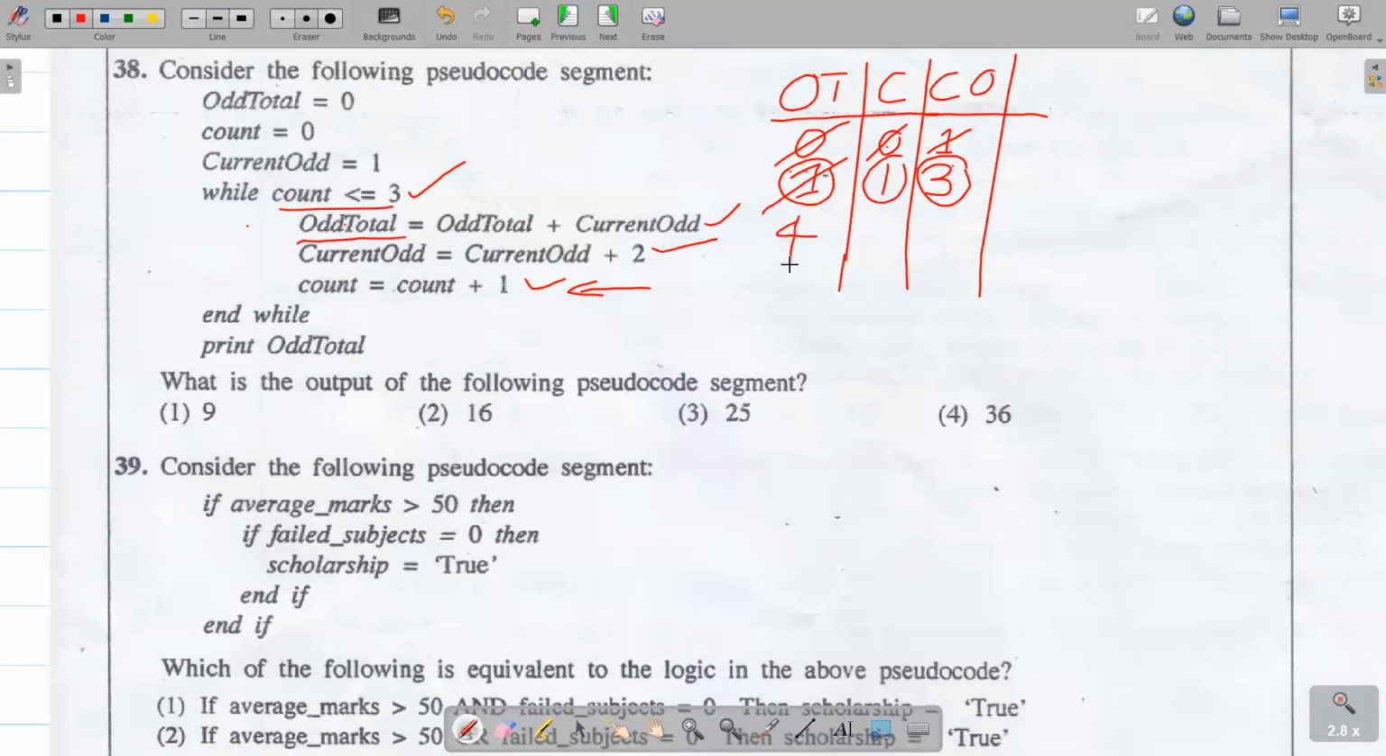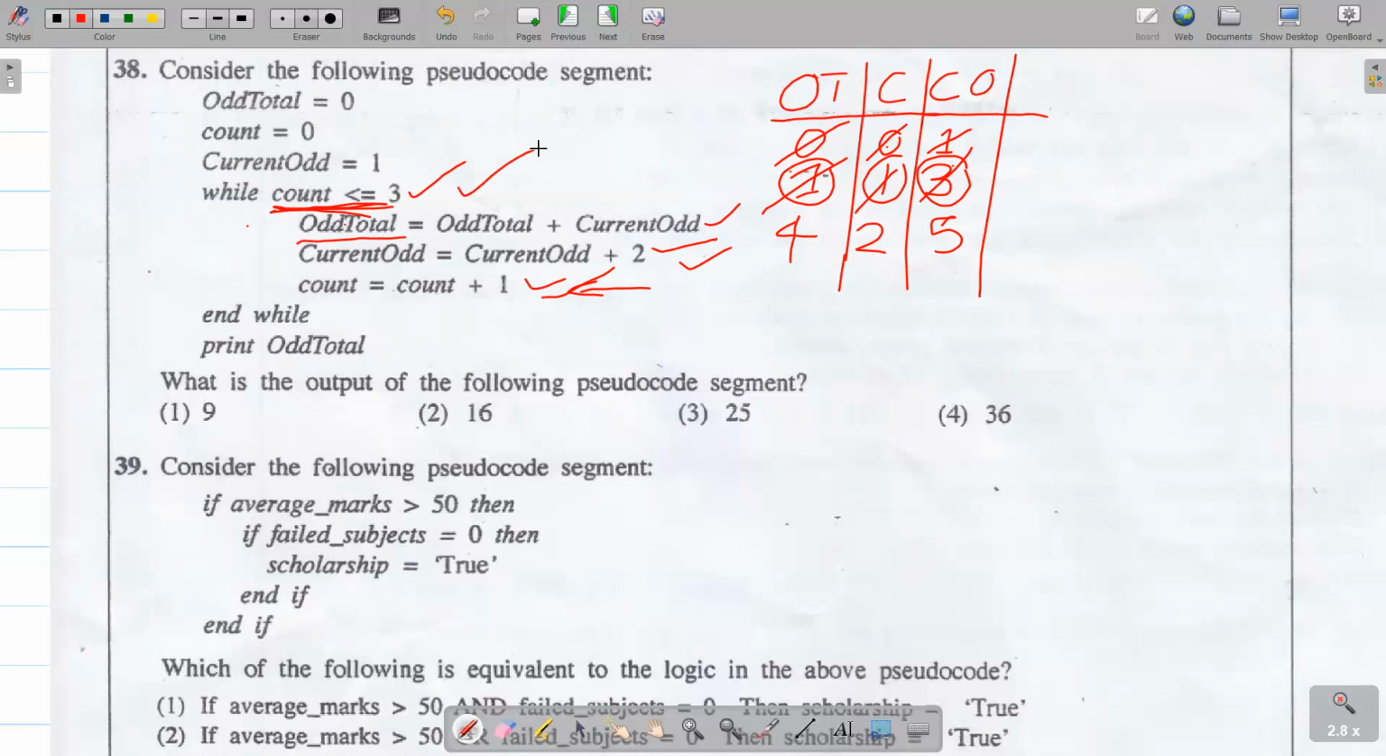It will assign to the odd total. That means this is going to be 4. Current odd equals current odd plus 2. So current odd is 3. 3 plus 2 is 5. And then count will be increased by 1, so count will become 2. So go and check the condition again. Count less than or equal 3. 2 is less than 3, so it's true again.